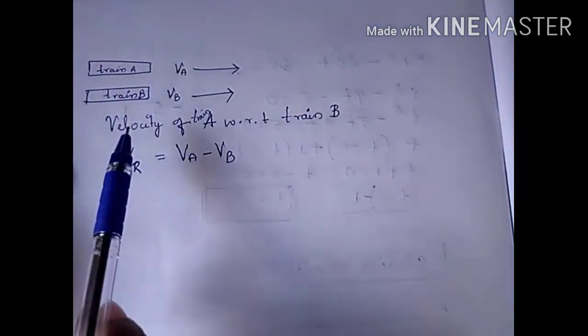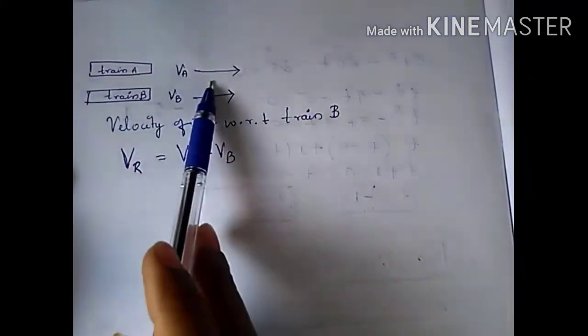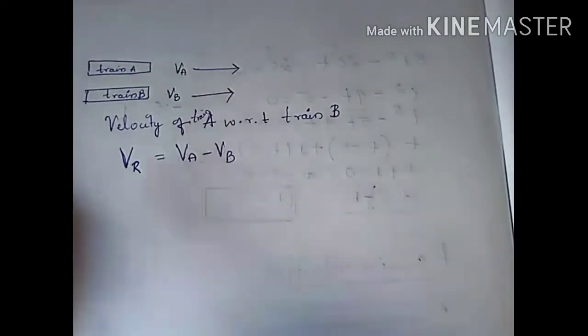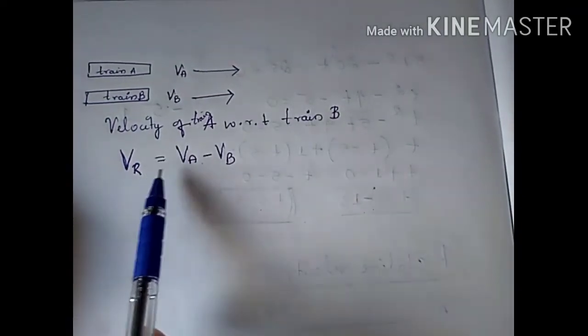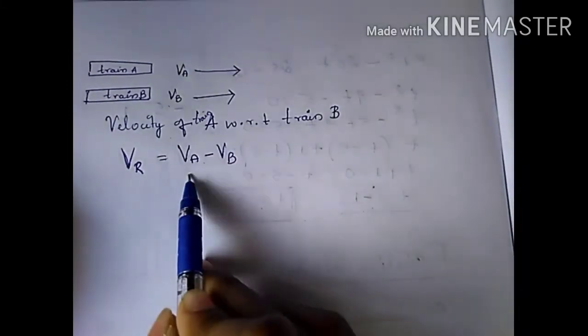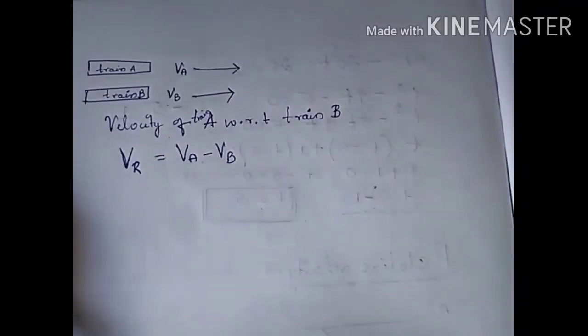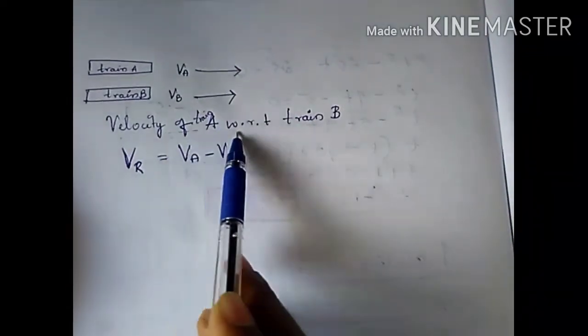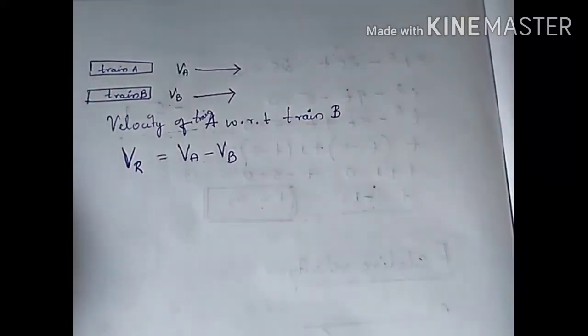So whenever you have two bodies moving in the same direction with velocities VA and VB, the relative velocity is just the difference between the velocity of the first body and the velocity of the second body. Here the statement is velocity of train A with respect to train B.